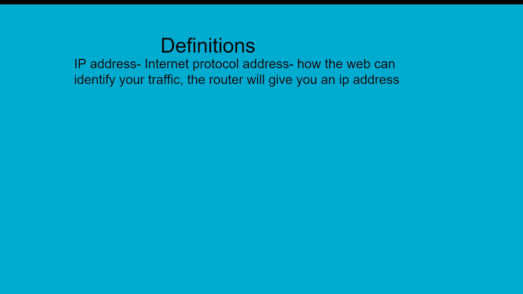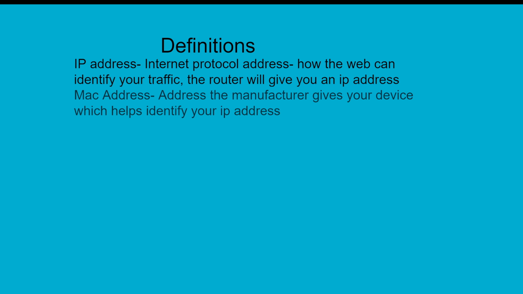The router will hand this out to you through what's called a DHCP server. A DHCP server will hand you an IP address whenever it sees your device for the first time. This is also done by seeing the MAC address. A MAC address is a media access control address, which is the address that the manufacturer gives your device. This helps identify your device and start the whole process.